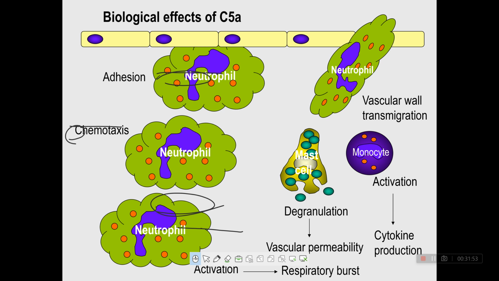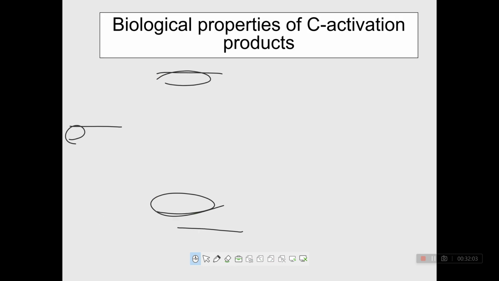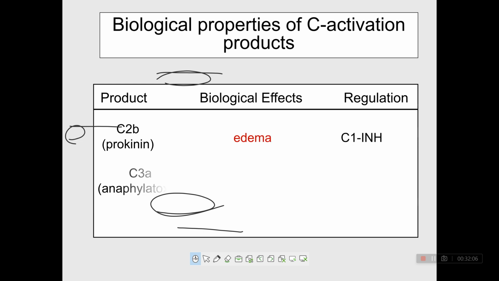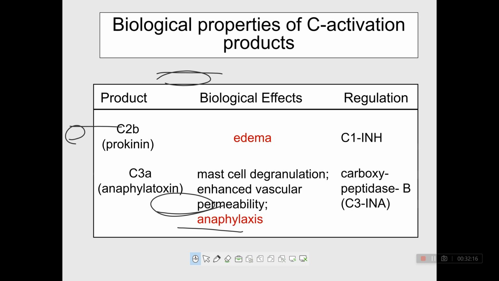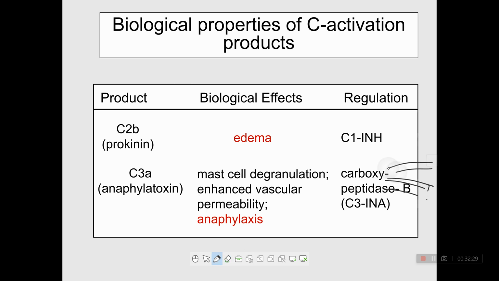So, biological effect of C5a. C5a helps in adhesion, chemotaxis, vascular wall transmission, mast cell degranulation, and cytokine production. This is the function of C5a. Now, biological properties of C activation products. C2b is a prokinin, C3a is an anaphylatoxin, and the biological effect of C2b is edema and it is regulated by C1INH. So, I already told you this in the previous slide.